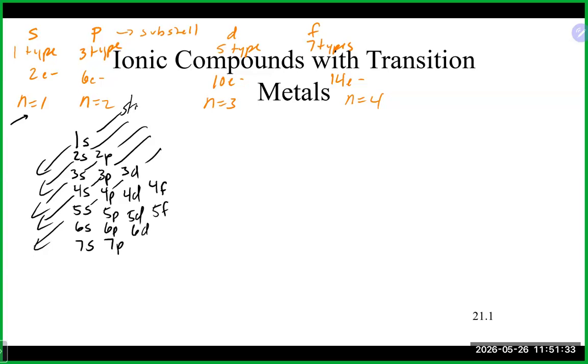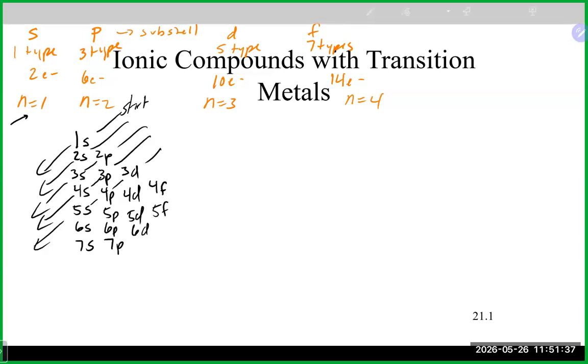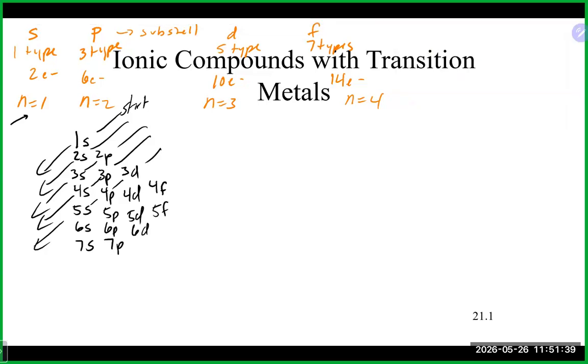We always start up here. And the main thing that people always screw up on is a reminder that when you're writing electron configuration, the s's do typically come before the d's. So especially towards the transition metals, they fill the s's first and then the d's.